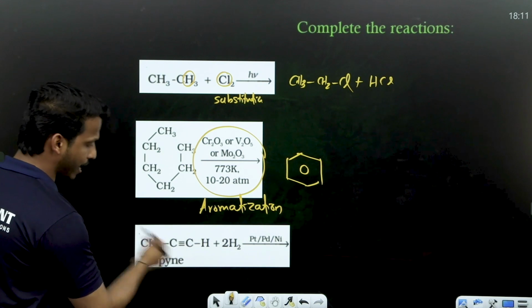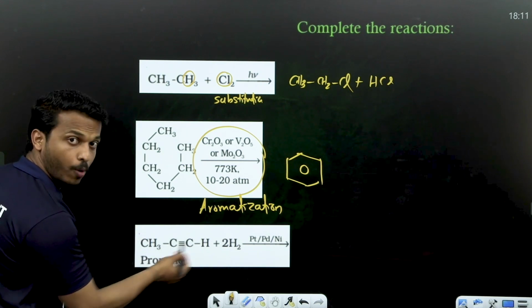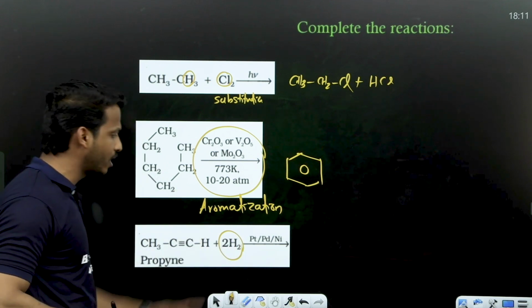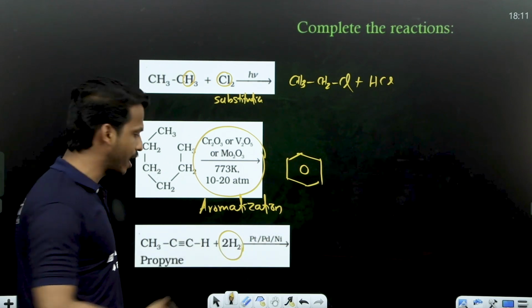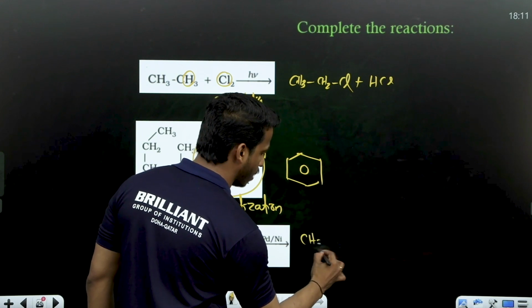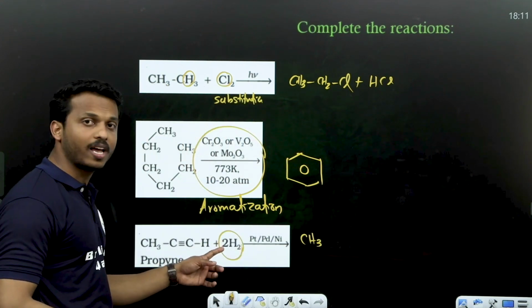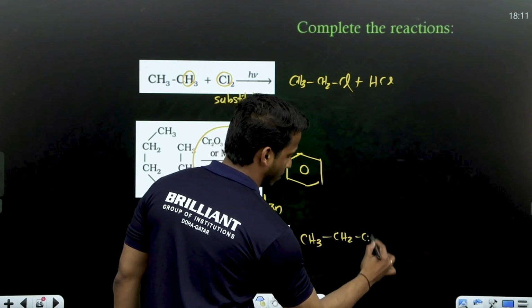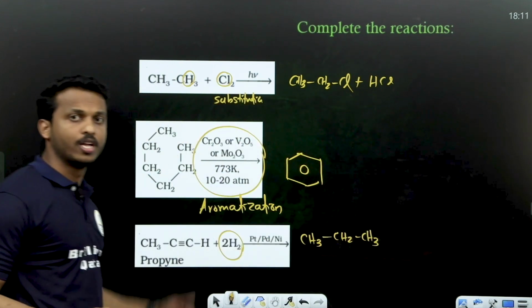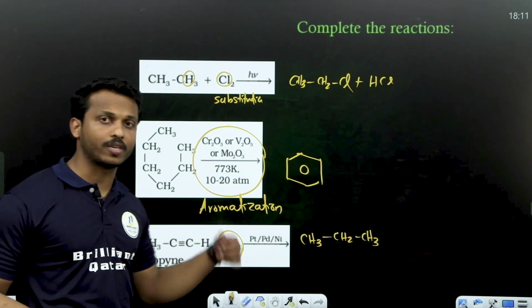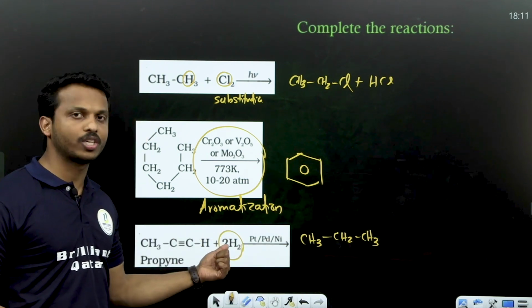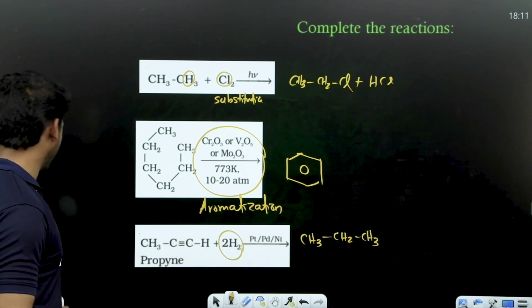Next one. This is propyne. Propyne is an alkyne. To an alkyne, if you add hydrogen with a normal catalyst, what do we get? Alkene. Propyne becomes propene. But 2 times they are adding hydrogen, so it becomes what? Directly propane. We can directly write propane. So alkyne on hydrogenation, first it becomes alkene, then again hydrogenation you will get alkane.